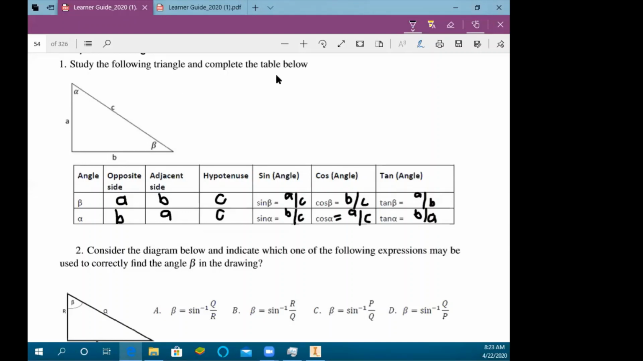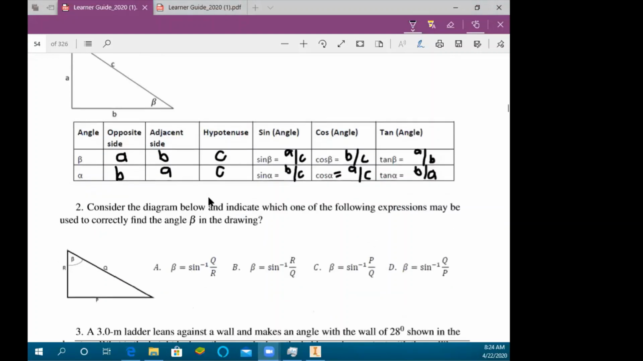Anyone with a question, you can just raise your hand. I think there's an option to raise your hand there. Let's continue to question 2.